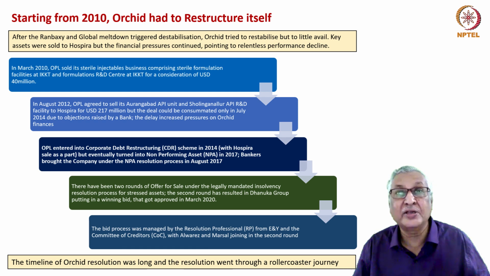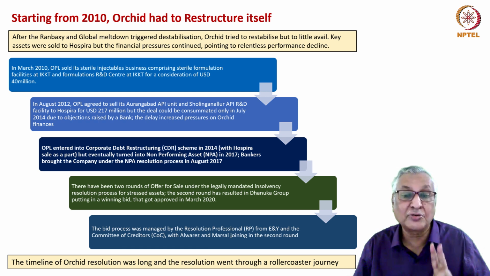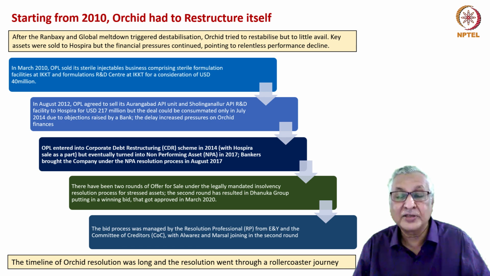Bankers brought the company under the NPA resolution process in August 2017. There were two rounds of offer for sale under the legally mandated insolvency resolution process for stressed assets. The second round resulted in Dhanuka Group putting in a bid, and that got approved in March 2020. The bid process was managed by the resolution professional from E&Y and the committee of creditors, with Alvarez and Marsal joining in the second round.